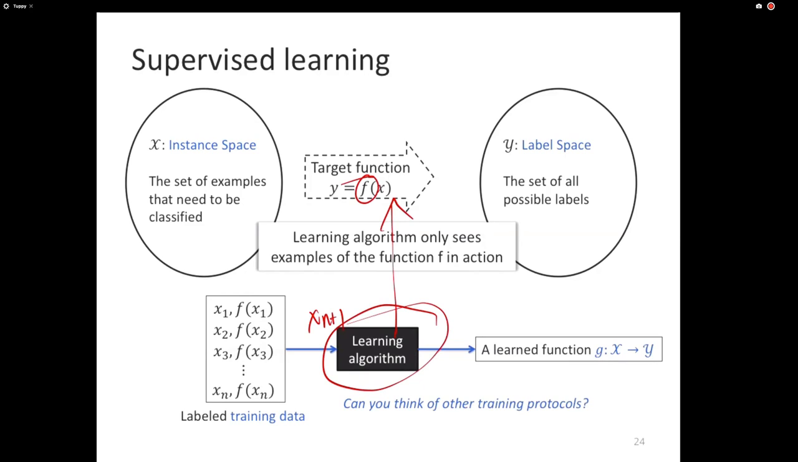We will not be talking about active learning pretty much beyond this lecture and maybe the next one, because it's a different beast of its own. We'll be talking about supervised learning, where we have this way in which the learner interacts with us.